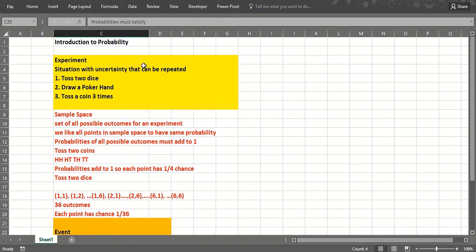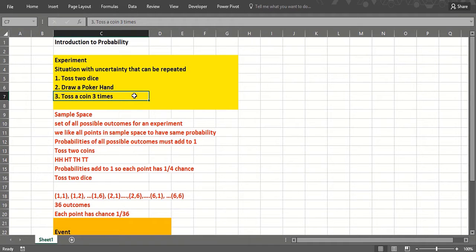Okay, so an experiment. What's an experiment? A situation with an uncertain outcome that can be repeated. Like you toss two dice, you can repeat that, you don't know what's going to happen. The total could be anything between 2 and 12. You draw a poker hand, let's say 5 cards. You might get 4 kings if you're lucky. You might get a royal flush. You might get a pair. You might get nothing. You might get a high card that's a 6. You might toss a coin 3 times, a fair coin. You could get 3 heads, 2 heads, 1 head, or no heads. Okay, so that's an experiment.